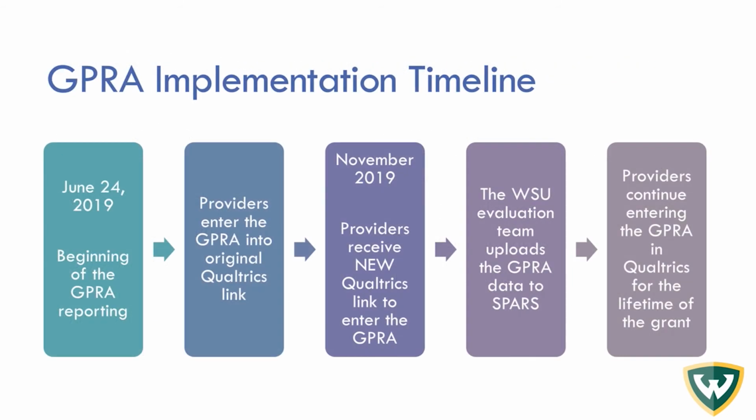Starting on June 24, 2019, we received a directive from SAMHSA to begin the GPRA reporting tool. From there, providers entered the GPRA into the original Qualtrics link. After getting a change to the GPRA tool, we created a new link in November of 2019 where providers receive the new Qualtrics link and are entering the GPRAs. The Wayne State Evaluation Team uploads the GPRA data into SPARS, which is the federal database for the GPRA data. Providers continue entering GPRA into Qualtrics for the lifetime of this grant and all future grants with GPRA requirements.